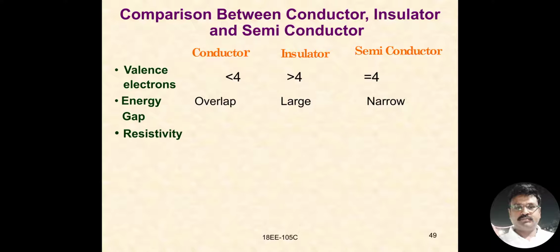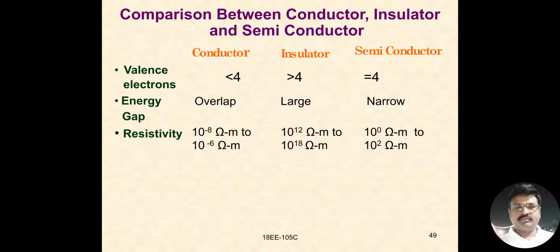Resistivity. In a conductor, 10 to the power of minus 8 ohm meter to 10 to the power of minus 6 ohm meter. In an insulator it is 10 to the power of 12 ohm meter to 10 to the power of 18 ohm meter. In a semiconductor, 10 to the power of 0 to 10 to the power of 2 ohm meter.